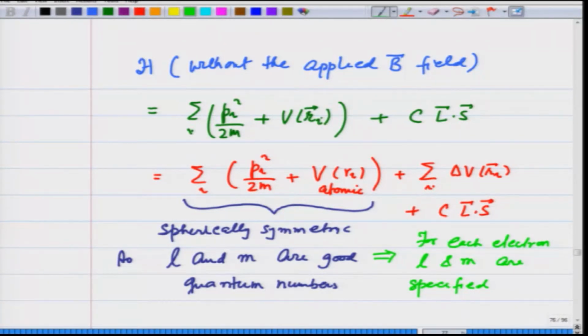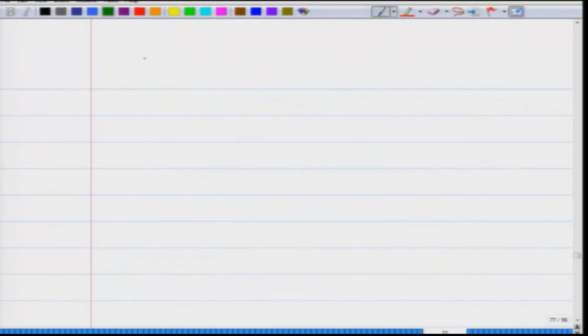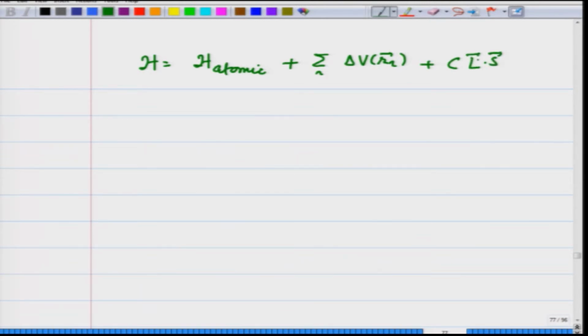So, let me go to the next slide and show H equals H atomic plus summation over i of delta V(R_i), which is arising because of the crystal, the structure of the crystal, because of the other atoms in it, plus C L dot S. So, this part we have already said that the state is n, l, m, m_s.